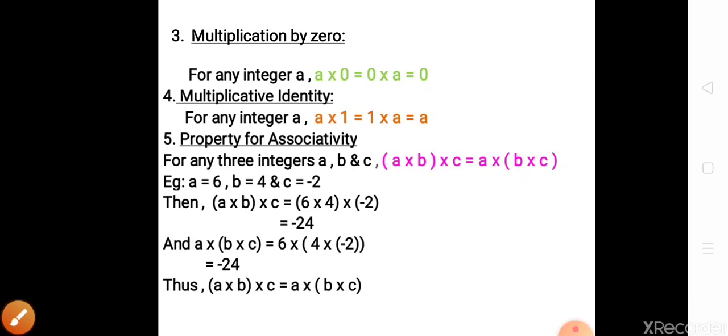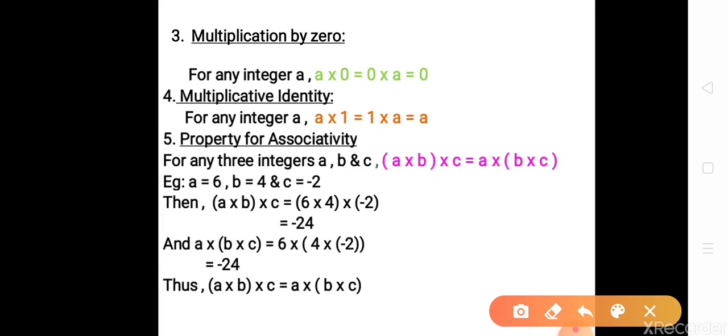Now, if you remember, earlier I said that whenever you see a bracket, always solve whatever is present within the bracket first. Then you go further with whatever number is left. And here, the grouping of the digits doesn't have any impact on this property. Hence the name property of associativity.